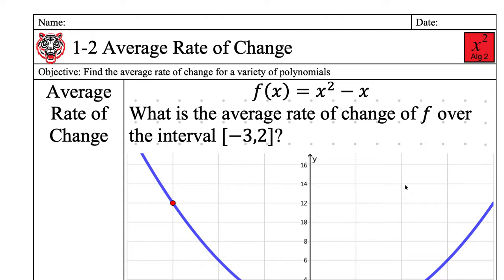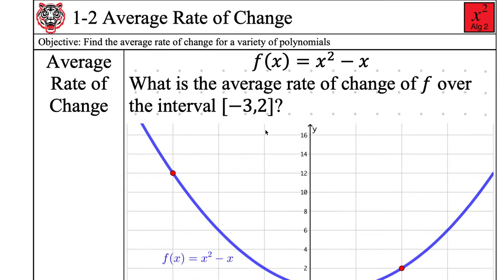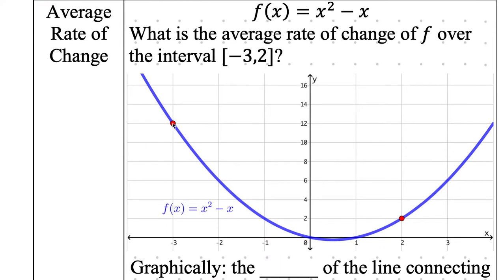All right, so average rate of change. I gave you a random polynomial. I want to know the average rate of change over the interval from -3 to 2. And the graph is right there. -3 is right there on the graph. 2 is right here on the graph. I want to find the average rate of change between these 2 points. Any ideas?